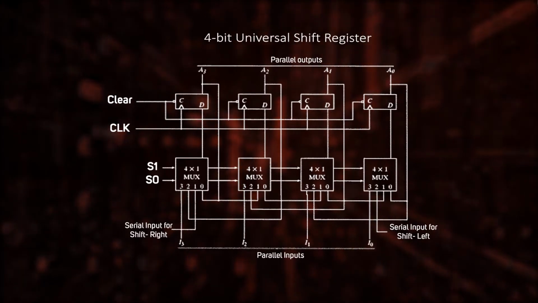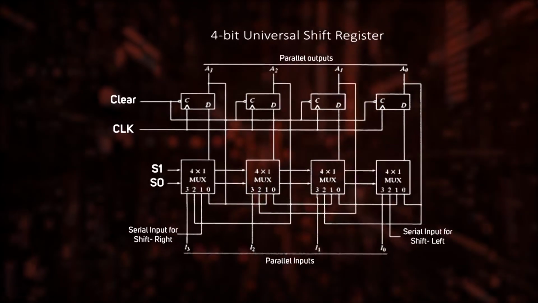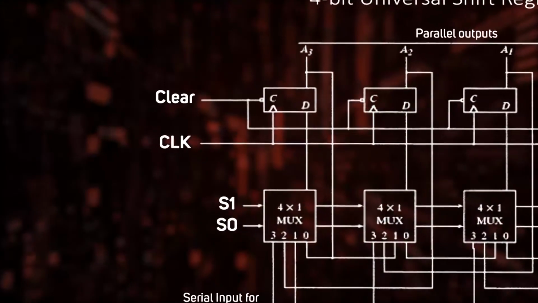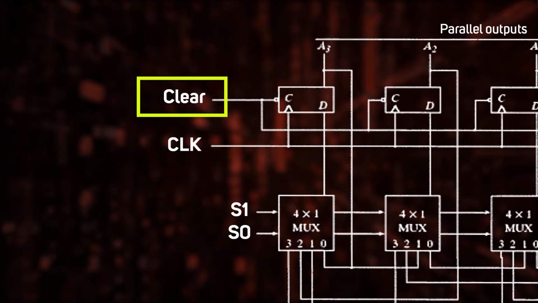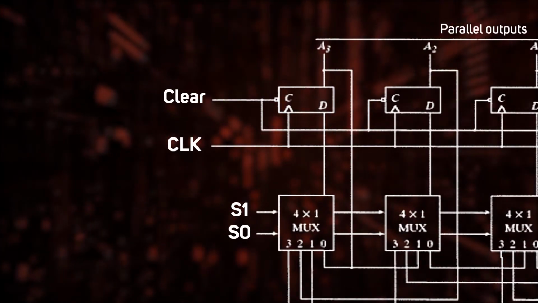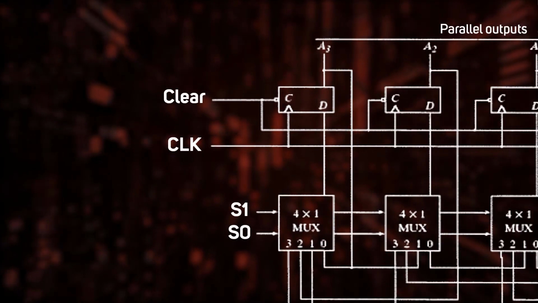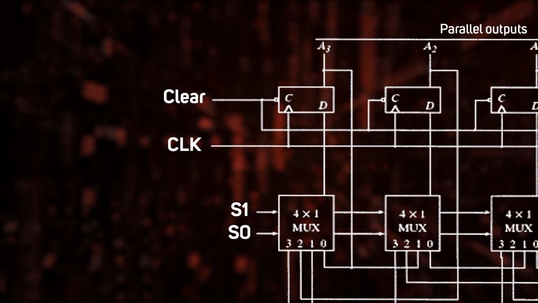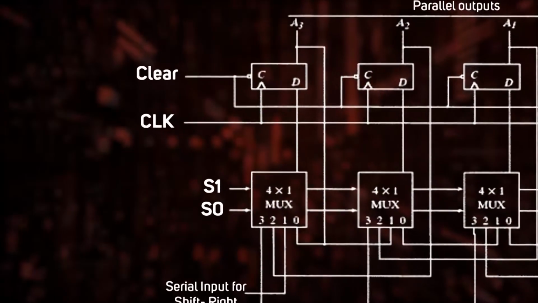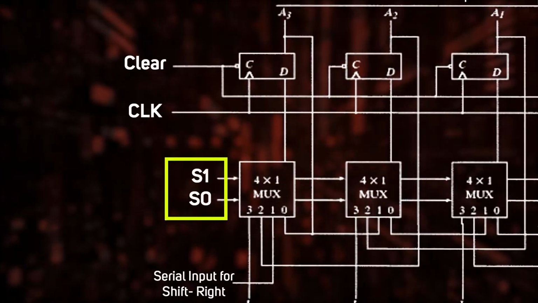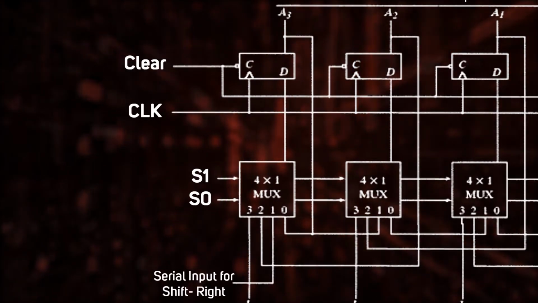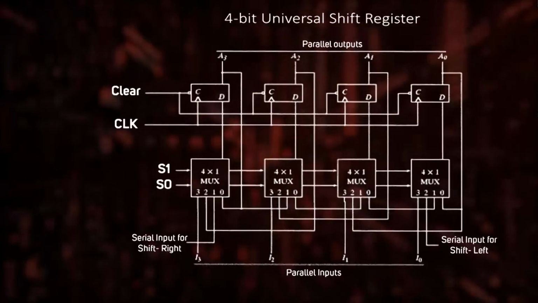See, it contains the following components. There is a clear control to clear the register to 0, and it is mentioned as clear in the circuit. Then it has the clock signal to supply the clock pulse and to synchronize the operations of the register, denoted as CLK. There are two input controls S0 and S1 to control the mode of operations of the register. We will see this in detail soon.